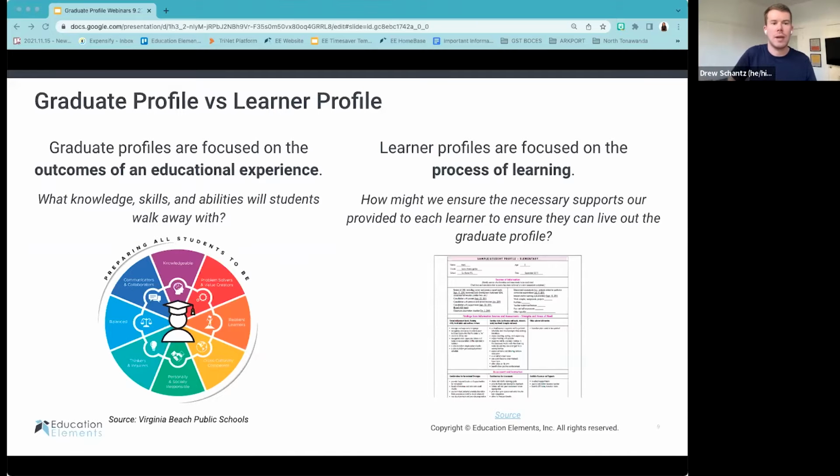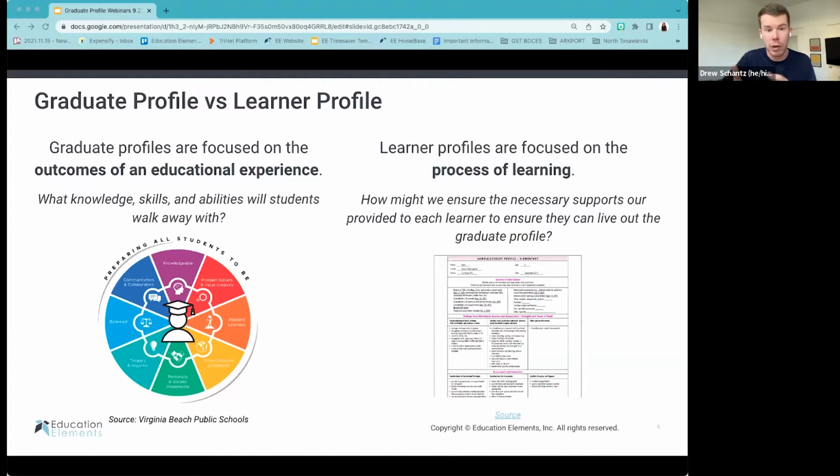Something else we wanted to clarify before we dive in is the difference between a graduate profile and a learner profile. As Marisa mentioned, there's a lot of terminology thrown around when we're talking about developing a graduate profile, but for the purposes of our conversation today, we're going to refer to the graduate profile as the set of outcomes of an educational experience for a student. And again, we're not just talking about high school seniors, we're talking about all learners throughout the K-12 spectrum, or pre-K to 12 spectrum, I guess. So when we're talking about that graduate profile, we're asking what knowledge, skills, and abilities students will walk away with when they have finished that educational experience.